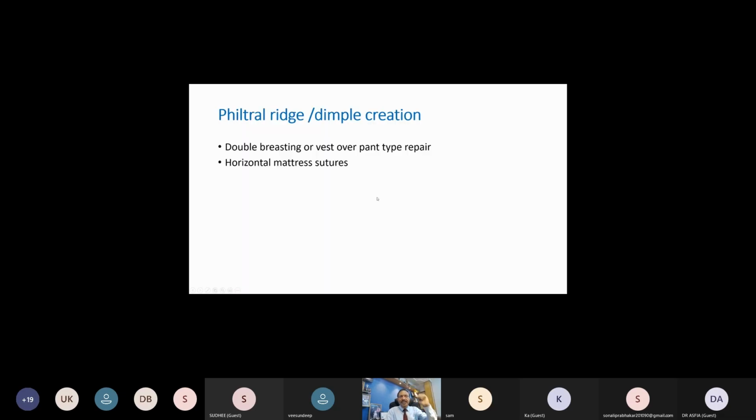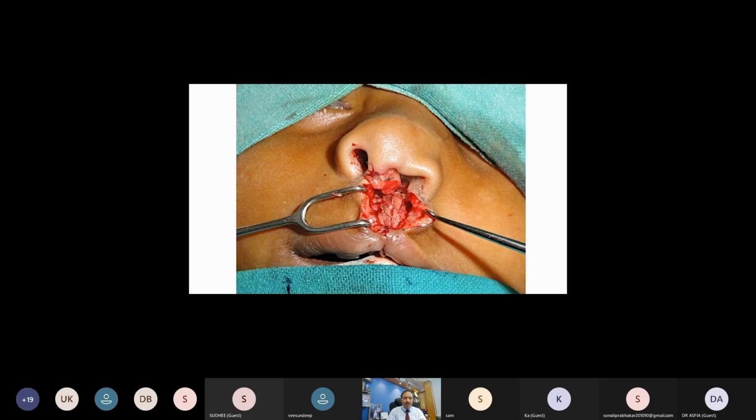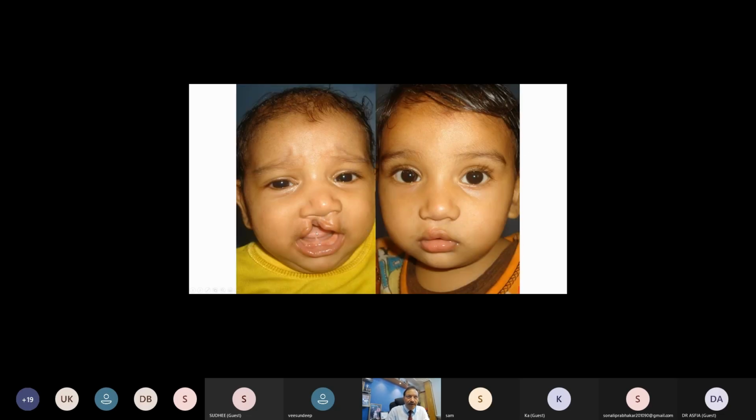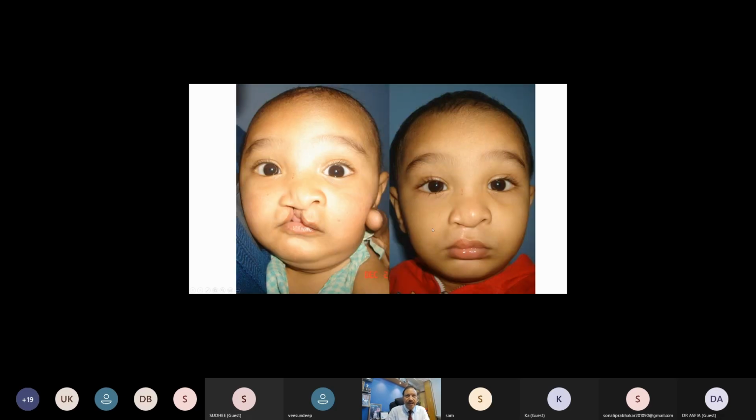Then a philtrum ridge and dimple correction. So this can be done by double breasting or vest-over-pants type repair, or by horizontal mattress sutures. So the muscle can be repaired by double breasting or by horizontal mattress. So whatever you want, you can do. And by doing this, you make a good philtrum ridge and accentuated philtrum dimple. Another patient, the muscle has been repaired, and you see a good philtrum ridge and an accentuated philtrum dimple.